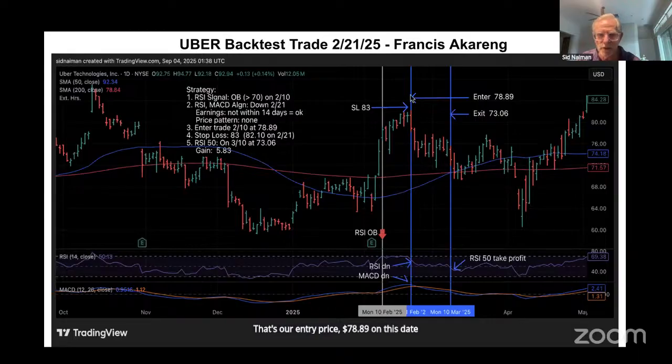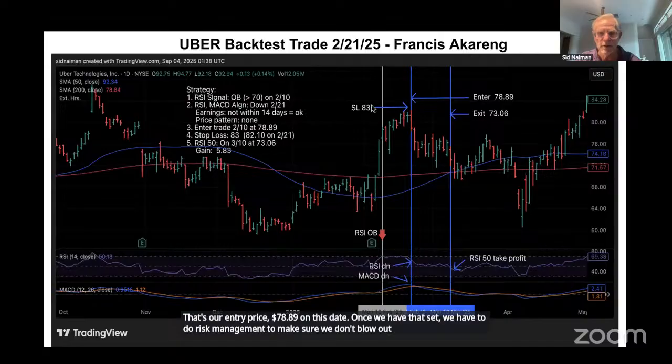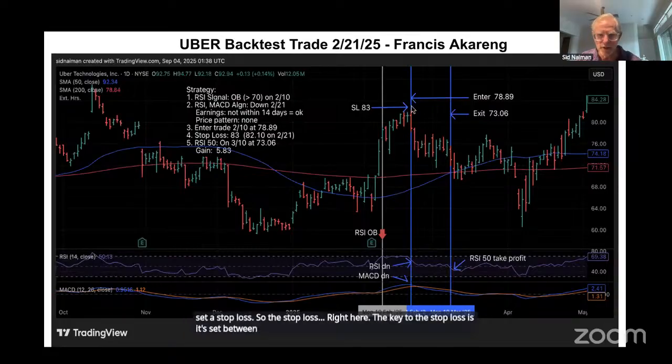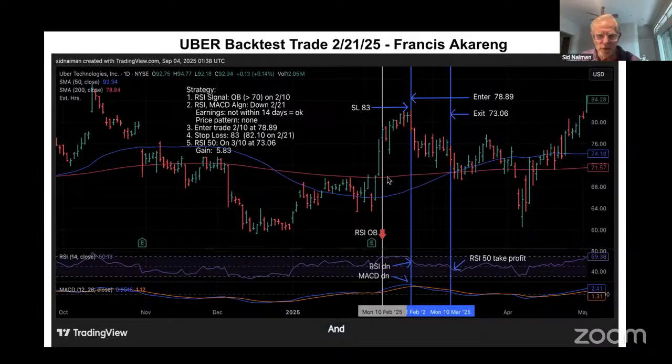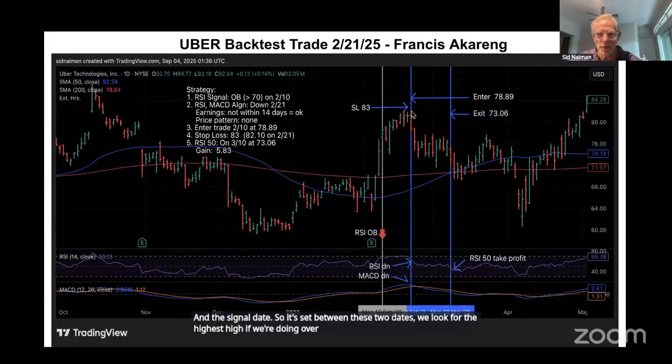Once we have that set, we have to do risk management to make sure we don't blow out our account. So we have to set a stop loss. The key to the stop loss is it's set between two dates: the entry date, which we have right here, and the signal date. We look for the highest high if we're doing overboughts and we round up. If we're doing oversolds, we look for the lowest low and round down.